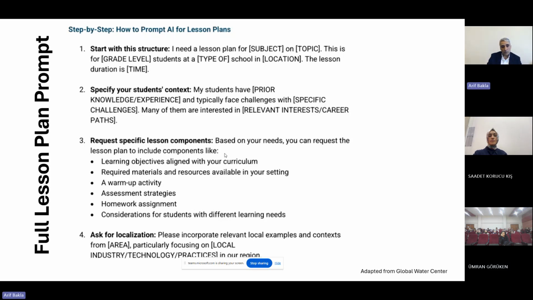And required material sources available in your setting. For example, if you have a smartboard, just write it. I have a smartboard. Maybe this AI tool will offer you something that could be an activity carried out on a smartboard or maybe in a laboratory setting or somewhere else. And then, do you want a warm-up activity? Of course we do. Warm-up is important, right? And assessment and so on and so forth.